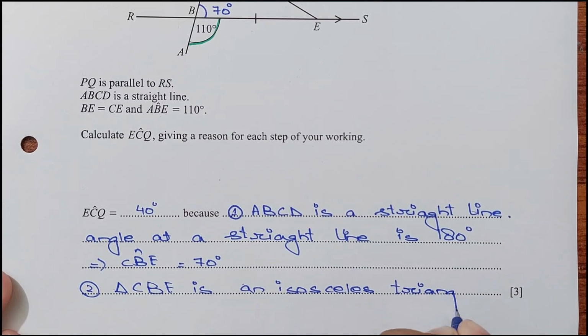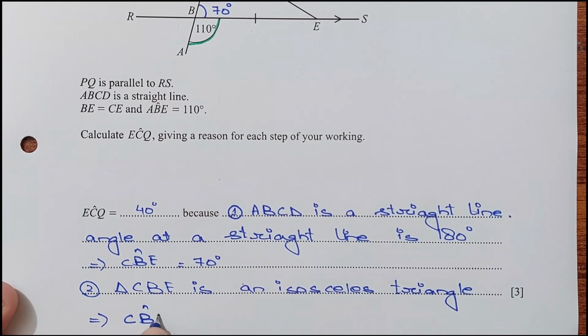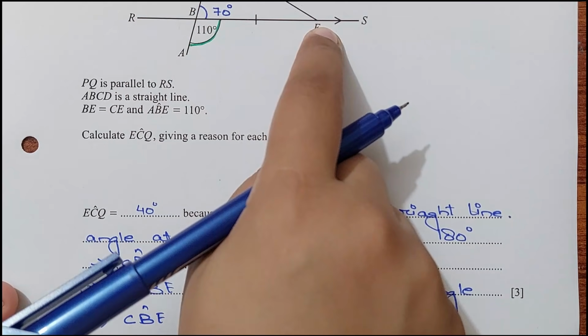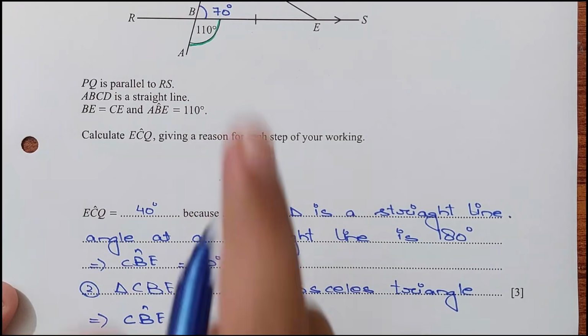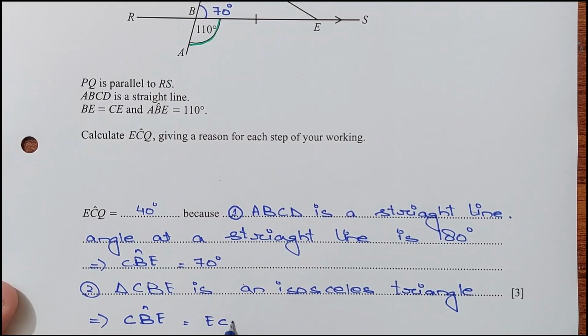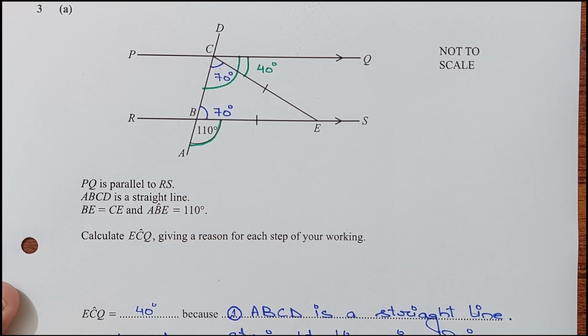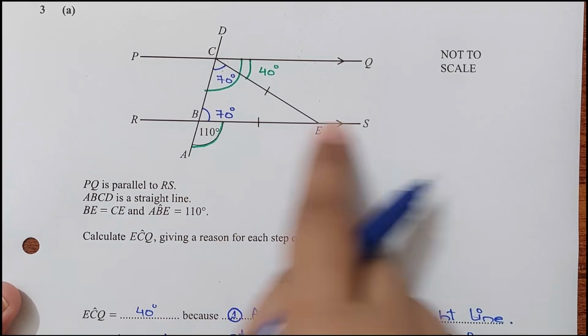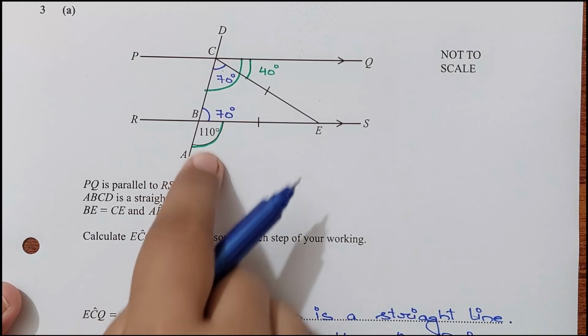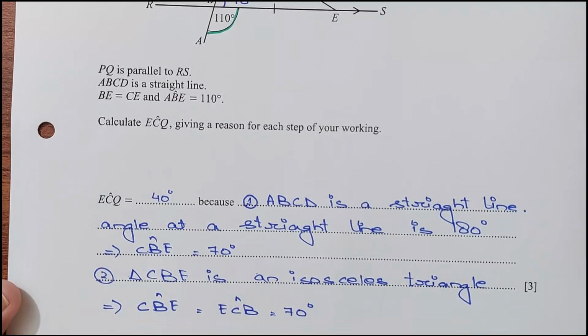If this is an isosceles triangle, this implies angle CBE equals angle ECB, which is 70 degrees, right? These two angles are the same. And then we can say that these two are parallel lines, and this is a straight line, so these are the corresponding angles.